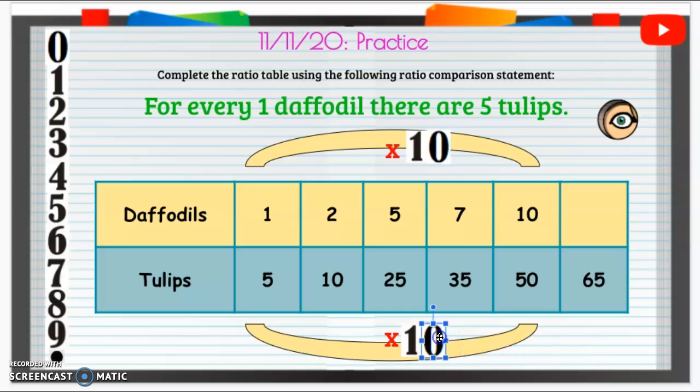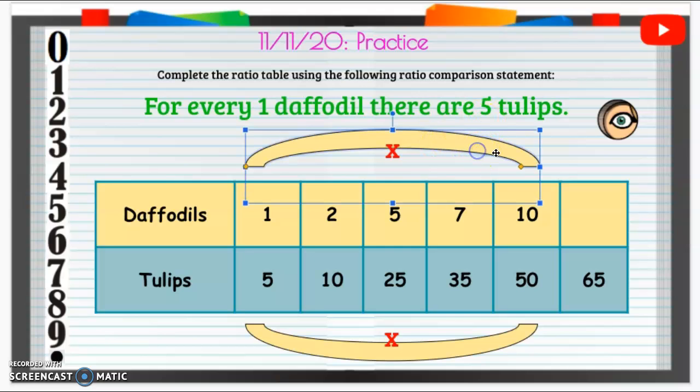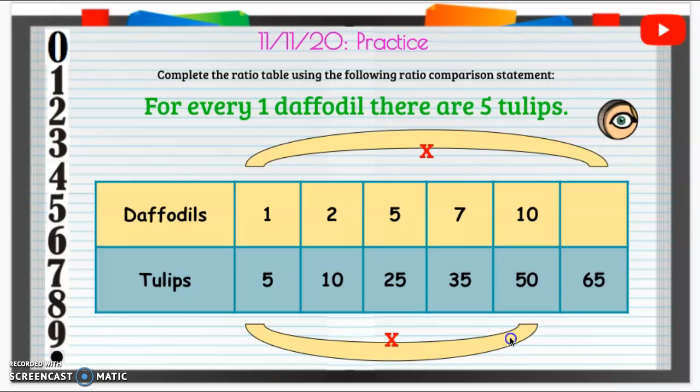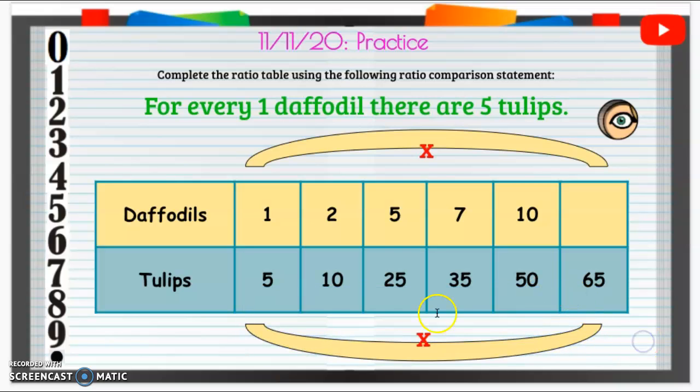Let's take a look at the last one now. Alrighty, so this last one in our table is going to be a 1 and then a blank and then a 5 and then 65. So how do I get from 5 to 65? Well, 5 times what is 65? Well, I know 5 times 9 is 45. What about 5 times 10? That's 50. 5 times 11, that's 55. 5 times 12 is 60. 5 times 13 is 65.